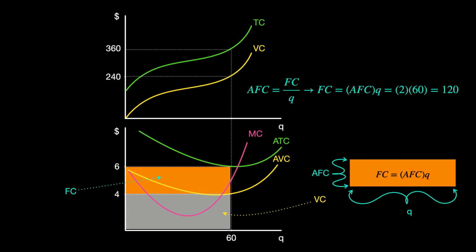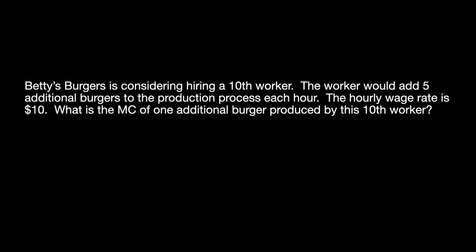Betty's Burgers is considering hiring a 10th worker. The worker would add 5 additional burgers to the production process each hour. The hourly wage is $10. What is the marginal cost of 1 additional burger produced by this 10th worker?